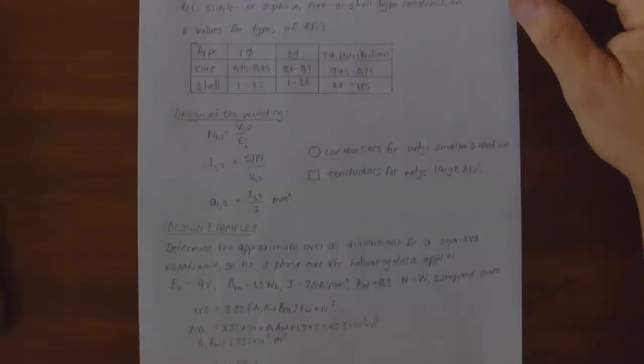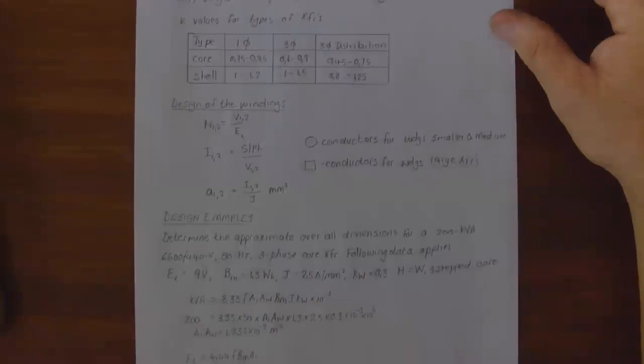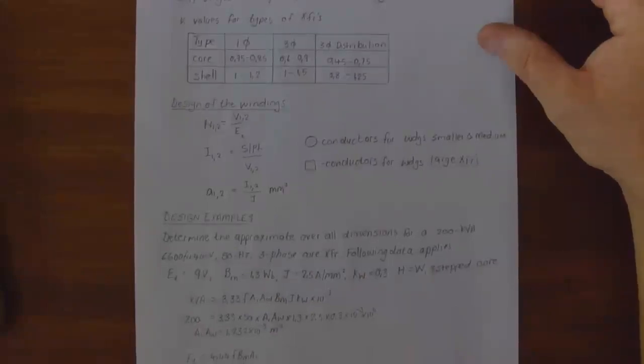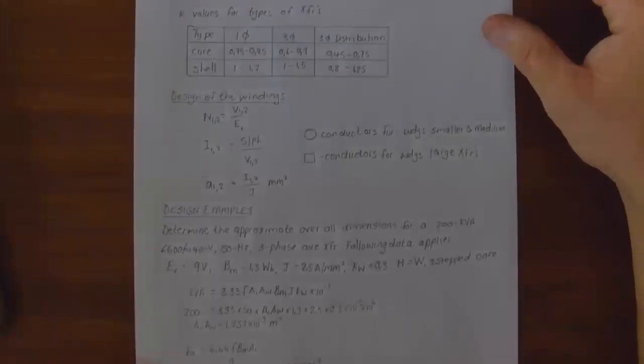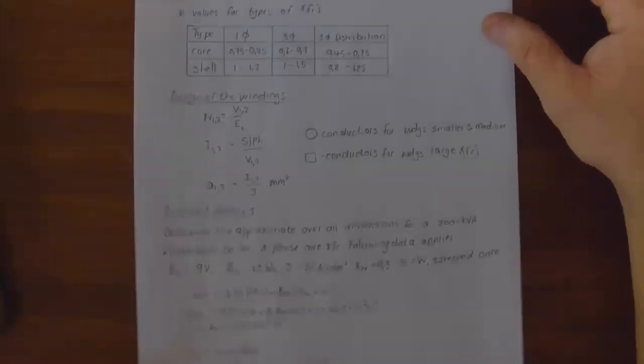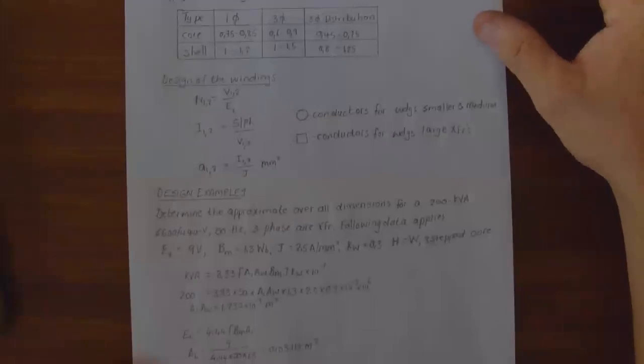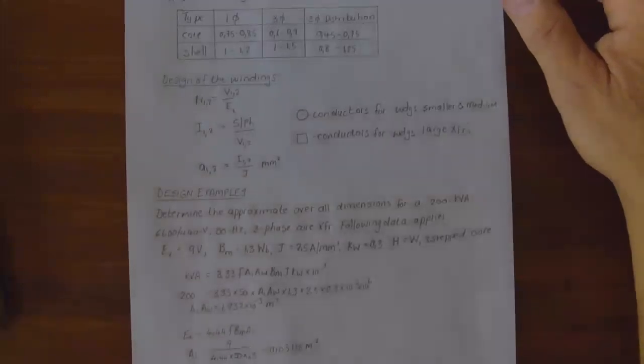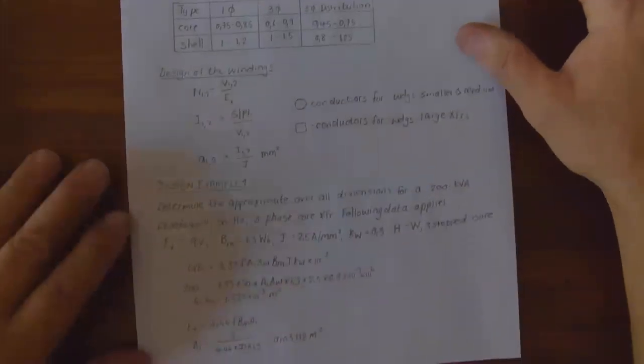Design of the windings. N1 or N2 is V1 or V2 divided by the EMF per turn. I1 or I2 is S per phase divided by V1 or V2. And A1 or A2 is I1 or I2 divided by J, which is in square millimeters.